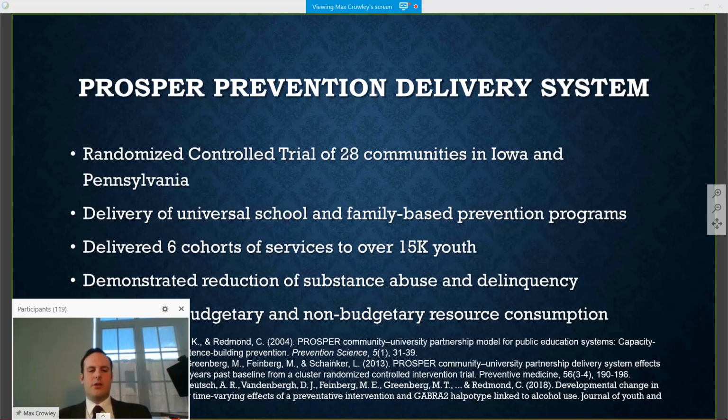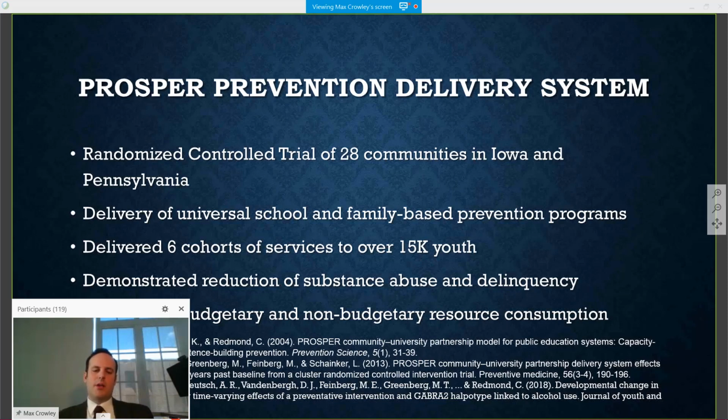There's a substantial literature here led by Dr. Mark Greenberg, Dr. Dick Spoth, Dr. Mark Feinberg, as well as a number of other key researchers that have highlighted demonstrated reductions in substance abuse prevention, or the prevention of substance abuse, as well as more recently the prevention of other forms of delinquency.